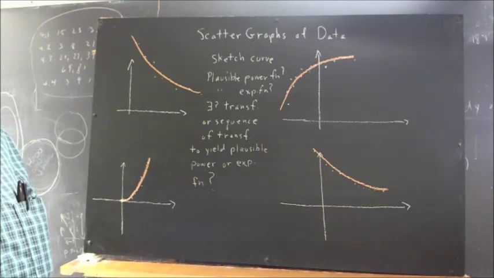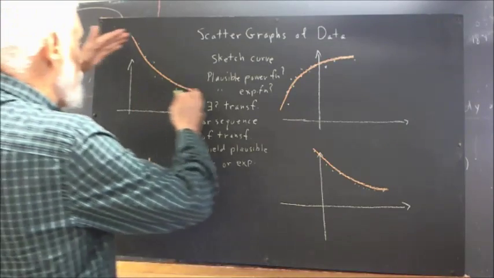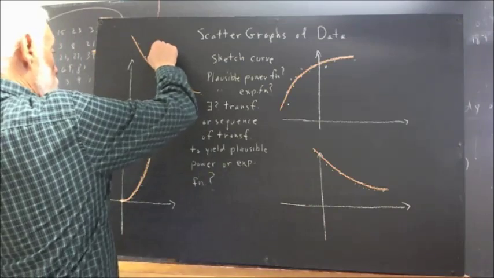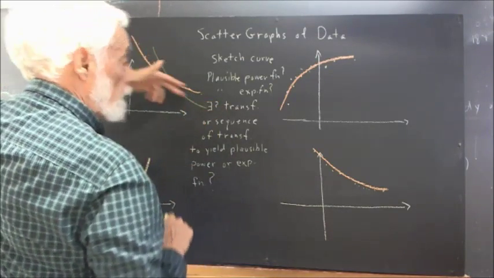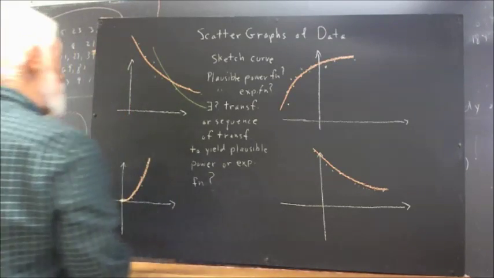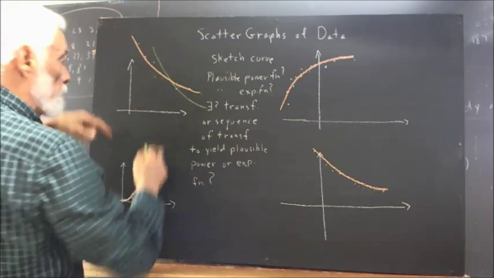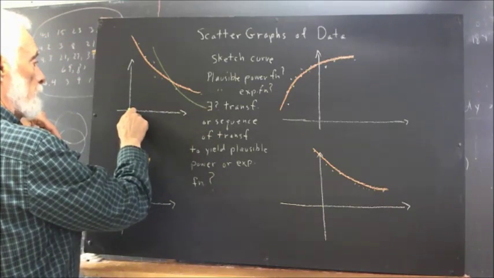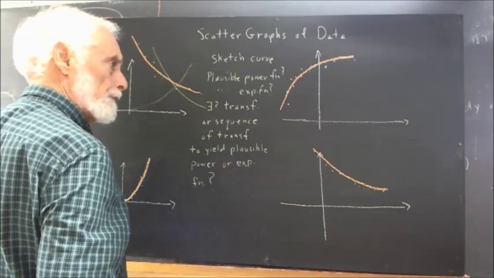Now I'll draw a few possibilities. Okay, if we shift it to the right and lower it a little bit, maybe it's going to end up looking something like this. Could that be a power function or an exponential function? If we flip it and translate it so that this point here becomes the origin, maybe it's going to look like this, and maybe that's going to be a power function.